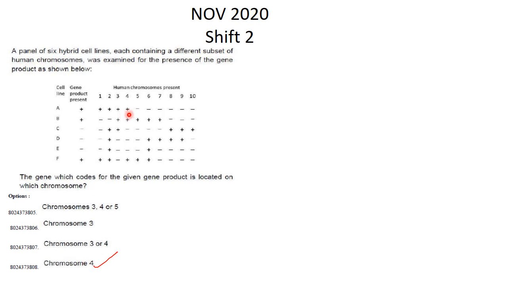If you see, it is A plus, B plus. A plus and B plus you can see in chromosome 4. C, D, E minus, C, D, E minus in chromosome 4. F is plus, chromosome 4 also F is plus. So the gene which codes for the given gene product is located on chromosome 4. Answer is option 4.